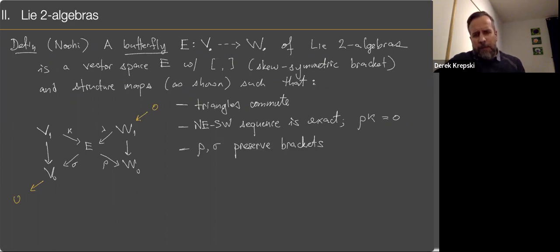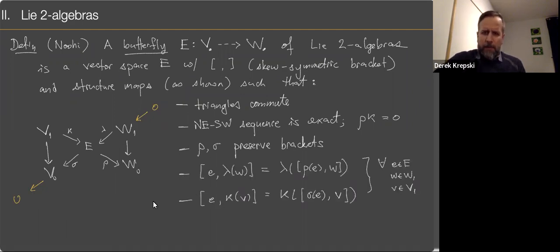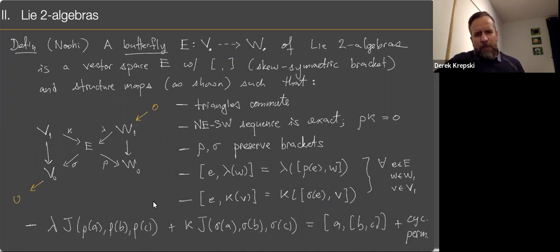Okay, so there are more compatibility conditions. Rho and sigma are supposed to preserve the brackets. So we have brackets defined everywhere, and so rho and sigma preserve them. And then, of course, there's also a compatibility of the brackets with the maps K and lambda as well. And finally, there should be some sort of Jacobiator type compatibility. If you were to write the Jacobi identity on E, or at least the sum of the A bracket with B bracket with C summed over cyclic permutations, this ought to be related to the Jacobi identities on V and W.